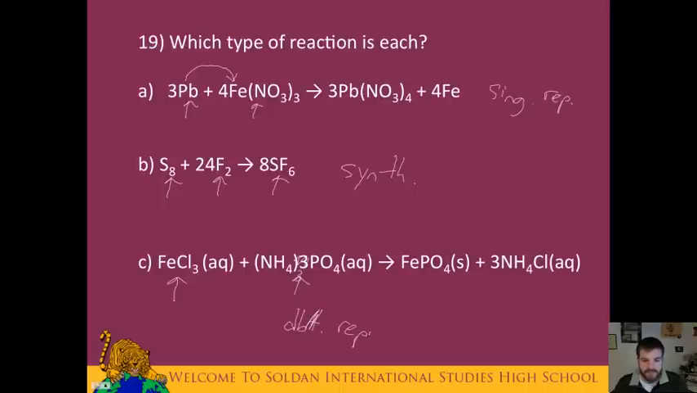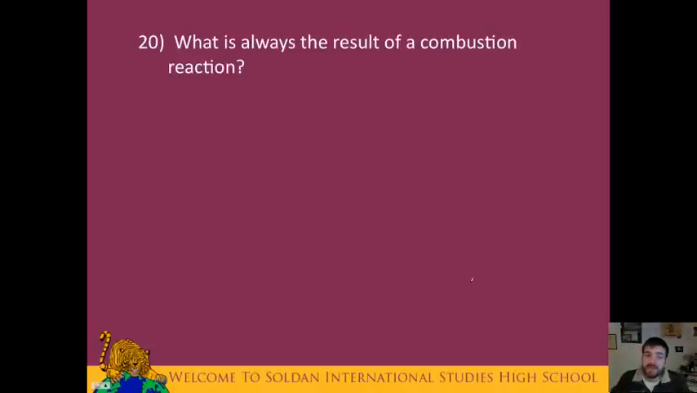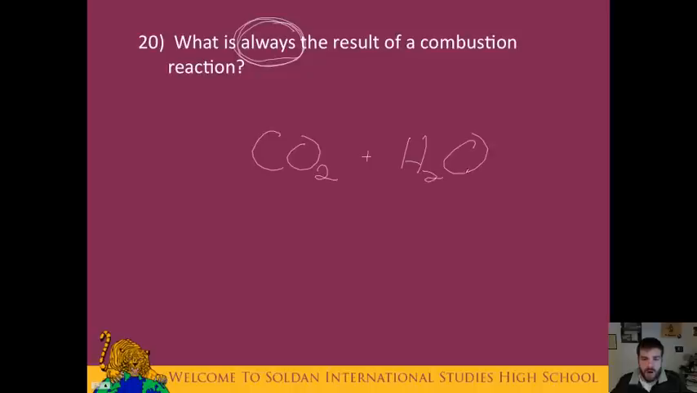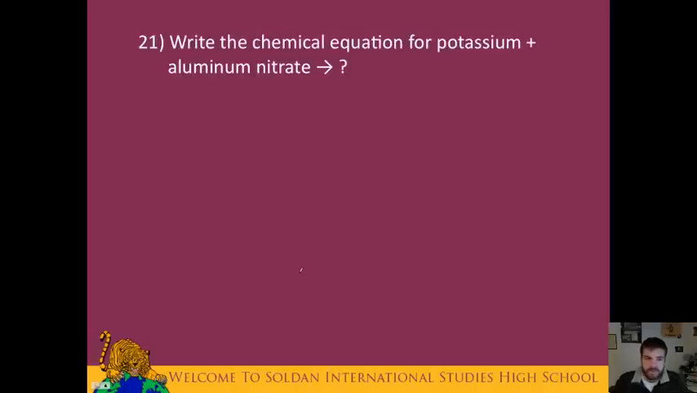Double replacement. And look, you can see this iron was with the chlorine, and now over here it is with the phosphate. And this ammonium was with the phosphate, and now it's with the chloride. So yeah, double switcheroo there. Number 20, what is the result of a combustion reaction? What is always the result? By result, it means products. It's always going to be carbon dioxide and water. Always.